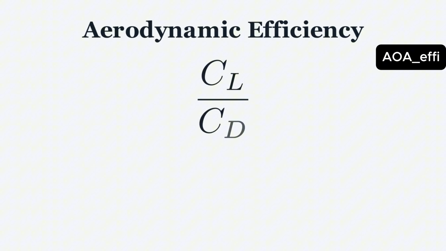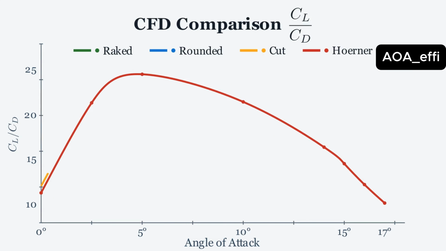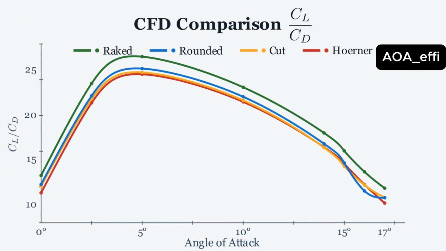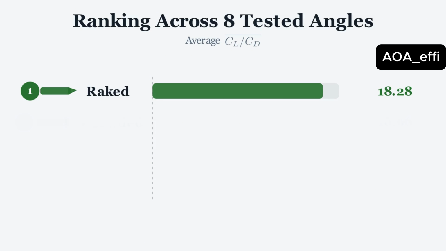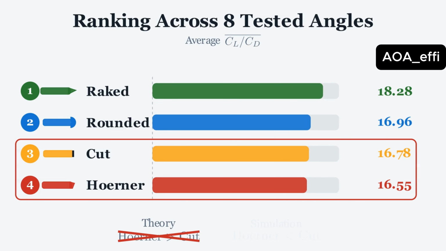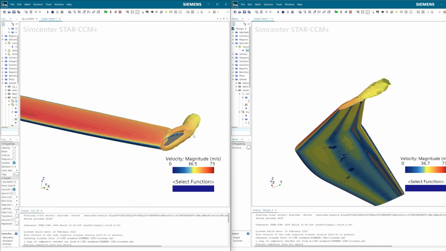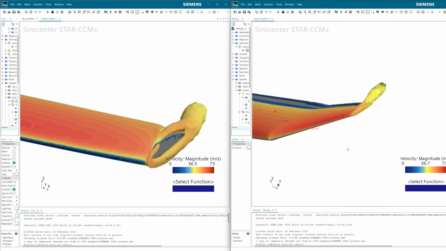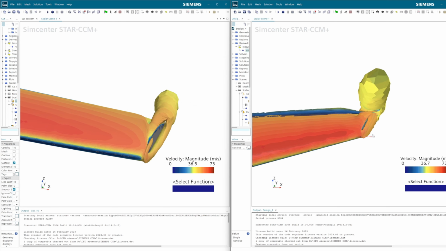Next, we analyze the key aerodynamic efficiency metrics. The performance of the configurations from best to worst is raked, rounded, cut, Hoerner. Although theoretically the Hoerner wingtip should be superior to the cut, its performance in this model did not meet expectations. The raked tip, due to its larger additional lifting area, has significantly higher aerodynamic efficiency than other configurations.